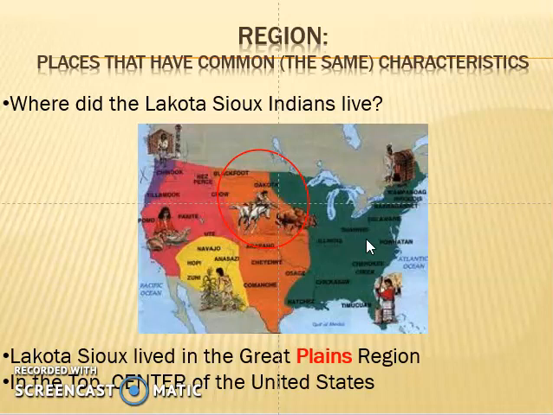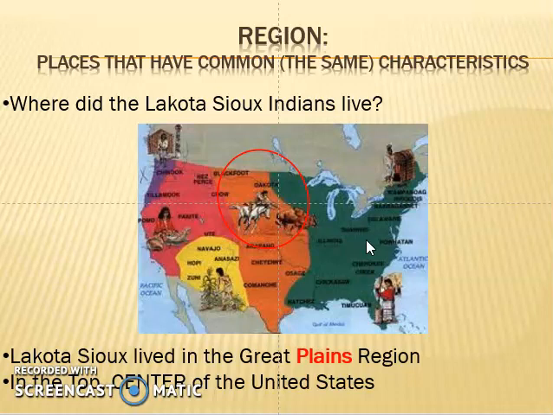So areas of land are split up by common characteristics. That means they have the same land. And we call those places a region. So places that have a common or the same characteristics is a region. So where did the Lakota or Sioux Indians live?